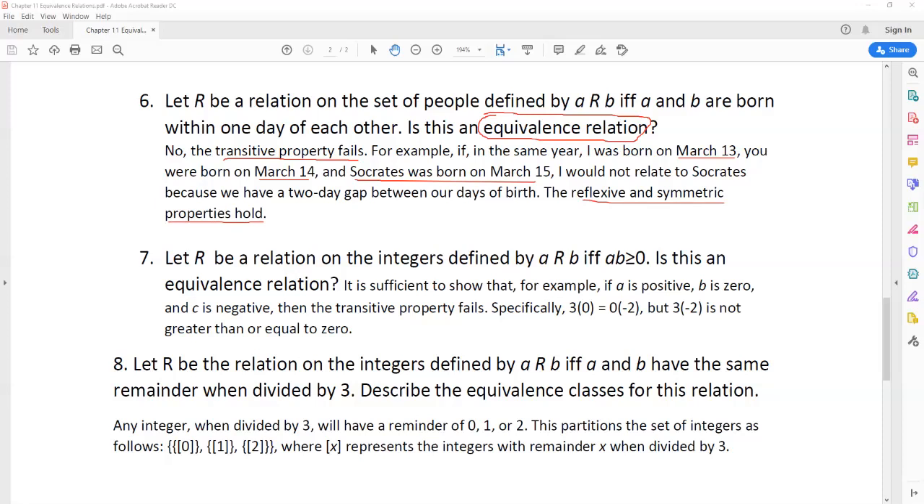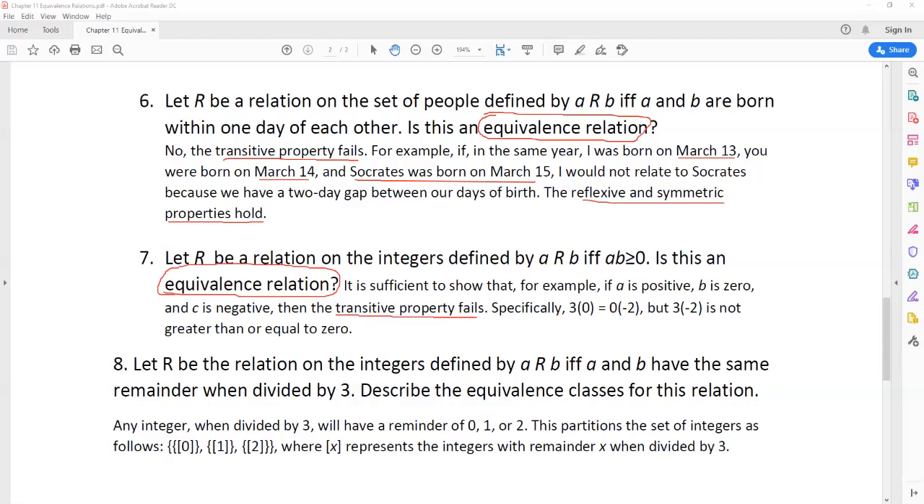Number 7, let R be a relation on the integers defined by A relates to B if and only if the product of A and B is non-negative, greater than or equal to 0. Is this an equivalence relation? Well, again, in order to be an equivalence relation, the relation would have to be reflexive, symmetric, and transitive. But we have a problem here, and the problem, again, is with the transitive property.